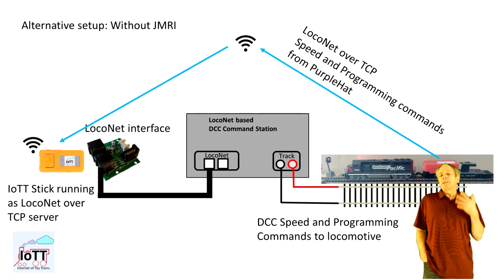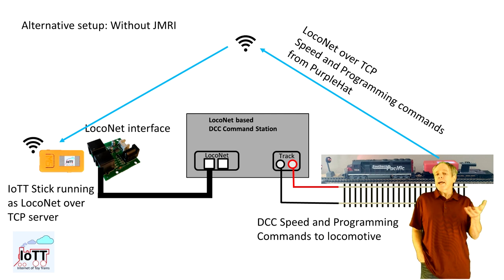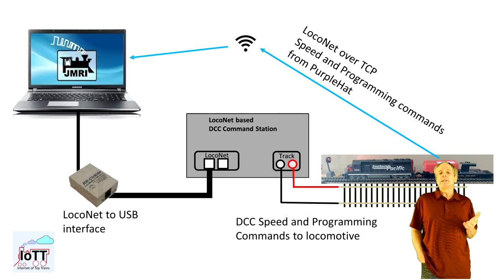The second element is a connection between the IoTT stick on the track measuring car and your digital command control system, so that the IoTT stick can send locomotive speed commands when it is running the speed test. There are several ways to do that, but the easiest is to connect your digital command control system to a computer which has the JMRI control software installed. The IoTT stick can talk via Wi-Fi to JMRI and to the command control system using the LocoNet over TCP server, if it is a LocoNet-based system, which allows a seamless integration including writing the CV values to the decoder.